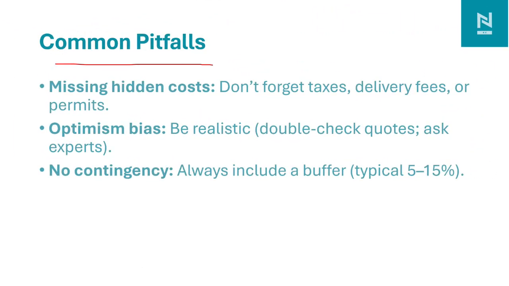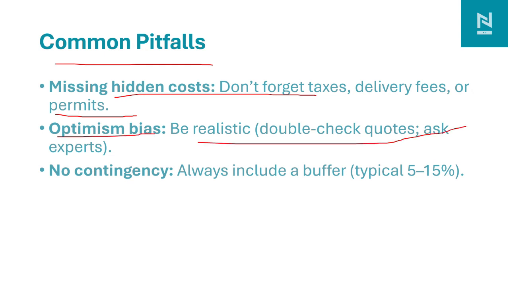Common pitfalls in the project: there may be some missing hidden costs, such as tax, delivery fee, or the permit. For that purpose, we need to add a contingency cost in the project. We need to avoid over-optimistic baselines and be realistic. We need to check the quotation, ask the expert, or review the cost with the team. And one mistake the project manager makes is having no contingency in the project. Always include a buffer, typically 5 to 10%, for the risks that may come in the project.